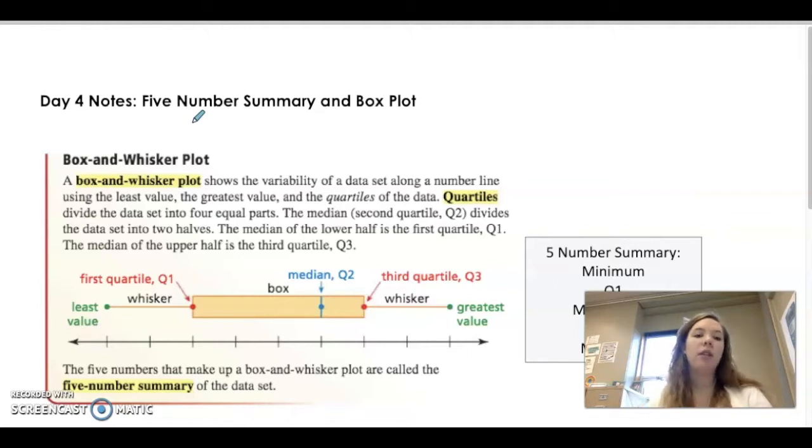So first, it gives us the definition of a box and whisker. We use this because it shows us where most of our data lives, and then if we have any outliers, and we make this box and whisker by identifying different quartiles.